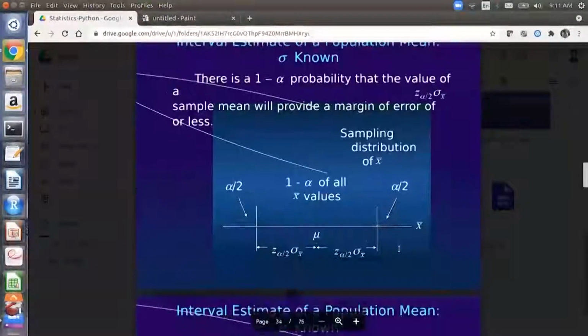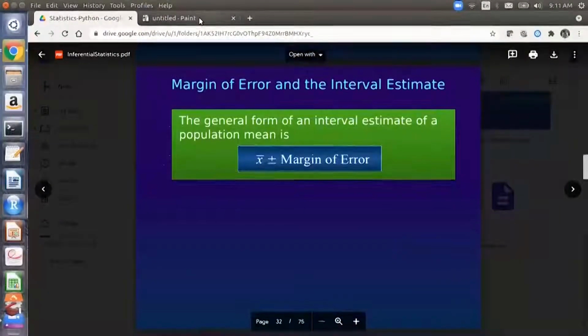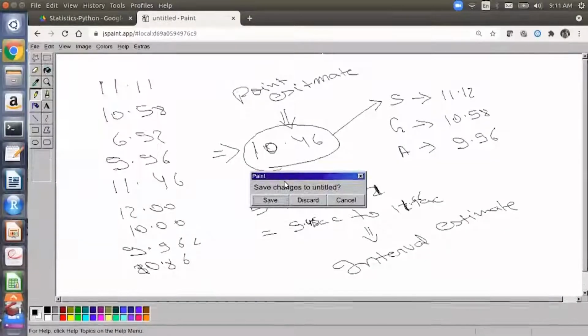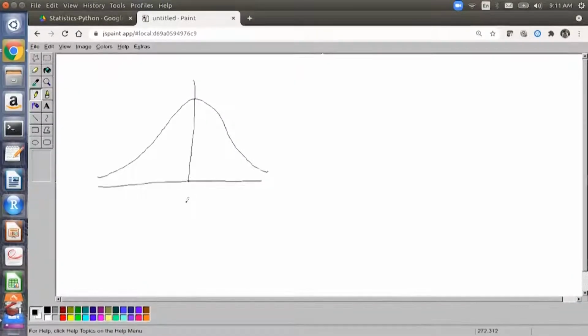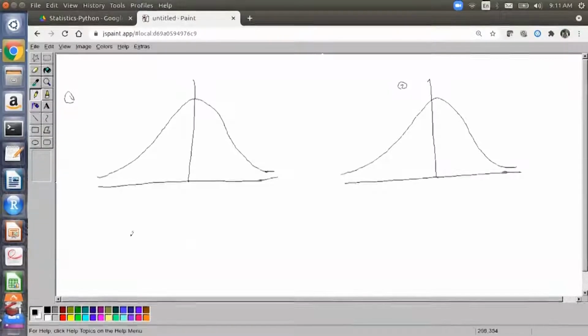Before discussing how to calculate the interval estimate, I have to explain something called distribution. Then we will discuss how to calculate it. Which distribution is this? Normal distribution. And which distribution is this? Again, normal. So this is the normal distribution. Now this is the standard normal distribution.